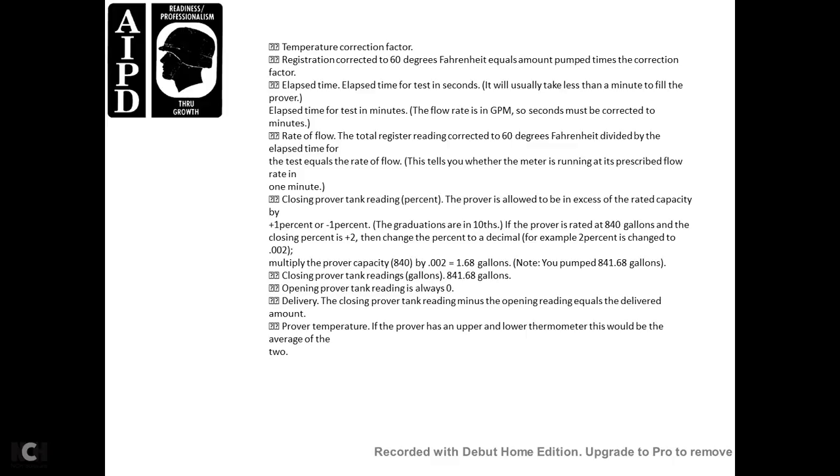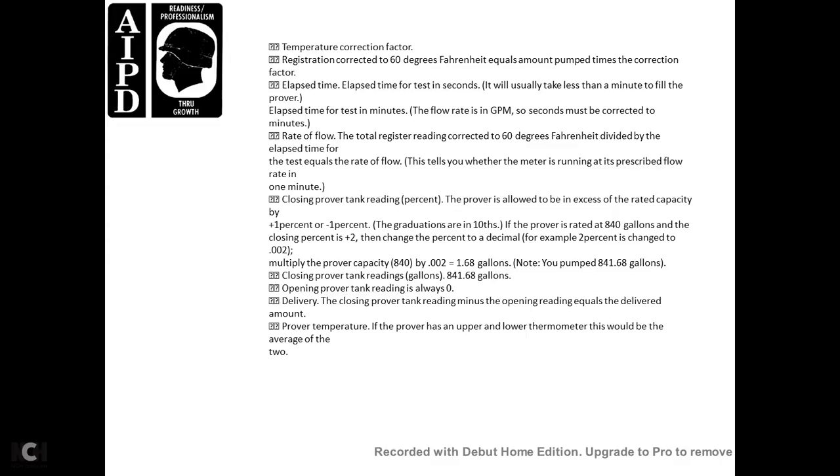Closing the prover tank: the proving is allowed to exceed the rated capacity by 1% or 2%. The graduations are in tenths and thousandths. The prover is rated at 840 gallons, and the closing reading allows plus 2%. You must change the percent to a decimal.